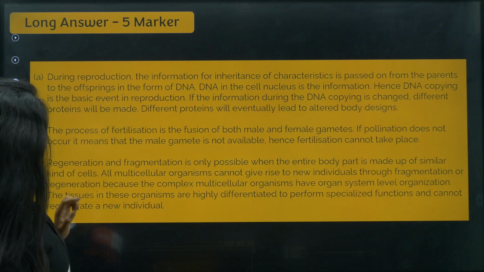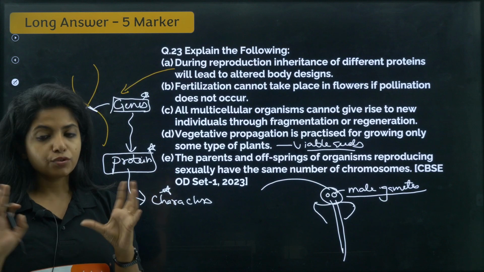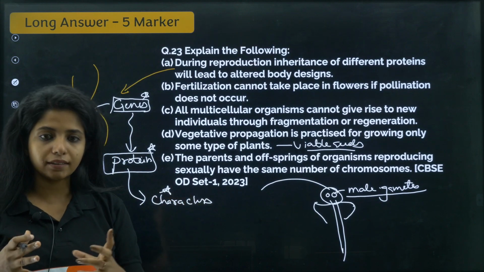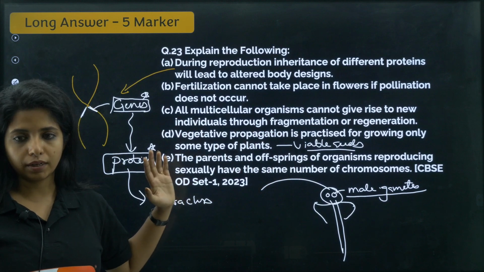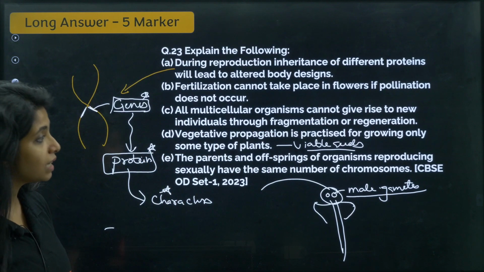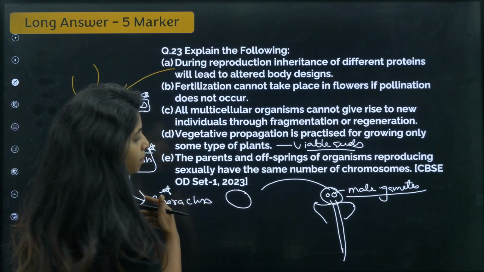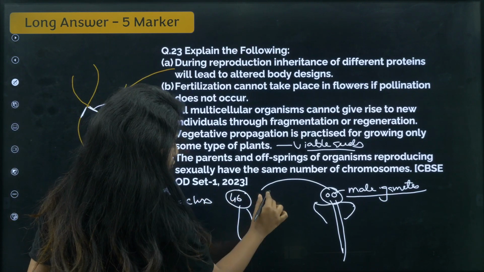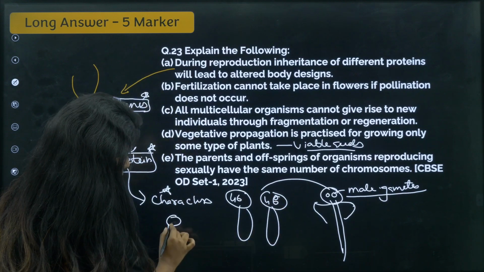Now, because in vegetative propagation you do not see fusion of gametes and everything, you don't need seed there. So the organisms which do not produce viable seeds can easily reproduce with that. The parents and the offspring of organisms reproducing sexually have the same number of chromosomes. Why do you think that is? My parents have 46 chromosomes. I also have 46 chromosomes.